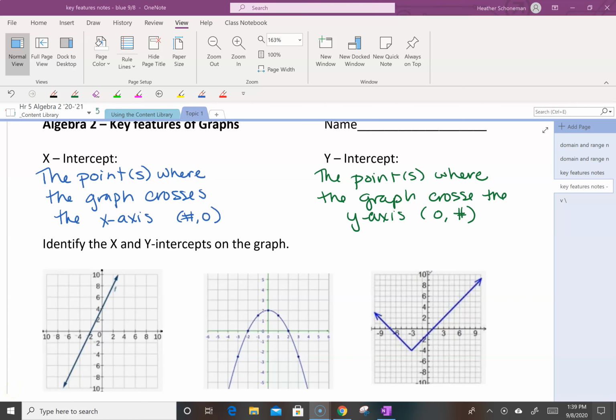This video is on key features of graphs. Remember that these videos are a condensed or shortened version of the notes, so if they go a little too fast, you can always pause it and take your time to get caught up.